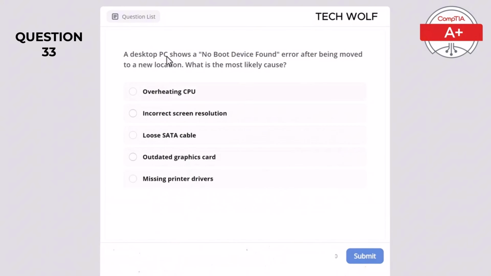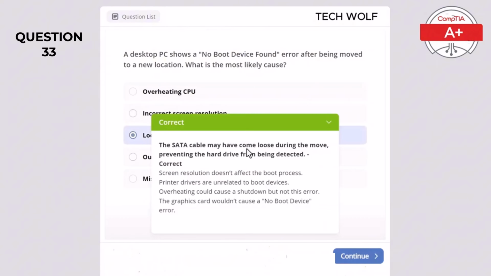A desktop PC shows a no boot device found after being moved to a new location. What is the most likely cause? Overheating CPU, incorrect screen resolution, loose SATA cable, outdated graphics card, or missing printer drivers. And correct answer here is loose SATA cable. The SATA cable may have come loose during the move, preventing the hard drive from being detected.